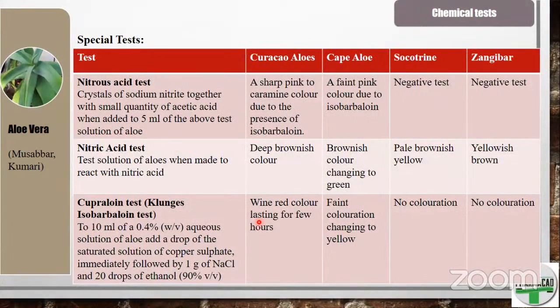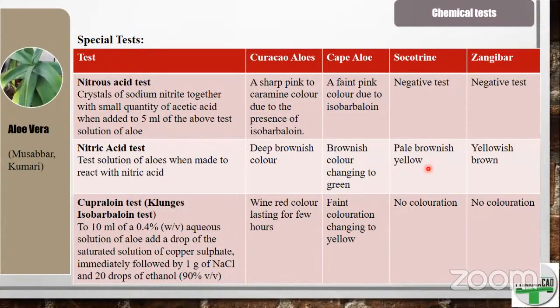See, the distinguishing tests that I was talking about are nitrous acid, nitric acid, and cupraloin test or Klunes isobarbaloin test. Now, if you see nitrous acid test, it has a sharp pink color. If you remember, all this is because of isobarbaloin. So in Socotrine and Zanzibar, isobarbaloin is absent, so this will be a negative test. Okay, nitrous acid and isobarbaloin, both tests will be negative. Only nitric acid test will give 4 different shades in the solution. So if you want to differentiate all four varieties, nitric acid test is the best one.